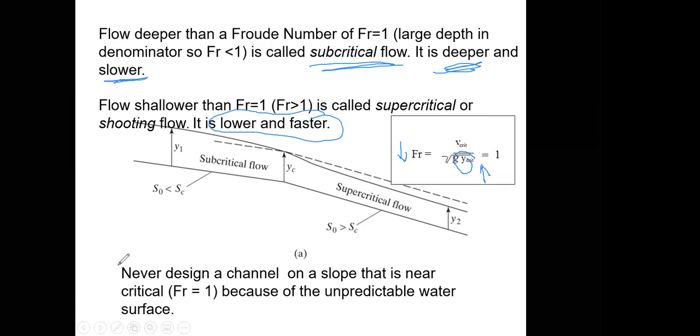Okay. And there's a note: never design a channel on a slope that is near critical, because then you will have an unpredictable water surface. Another unpredictable case is, for example, what we're going to discuss next, the hydraulic jump. Any question up to this point? The concept of specific energy in open channel flow and the classification based on the Froude number.